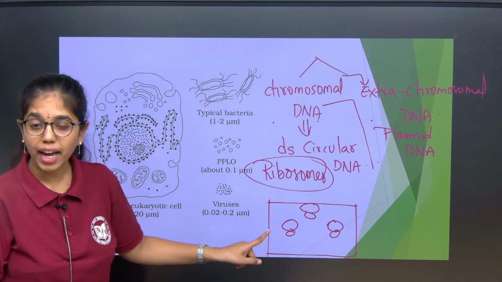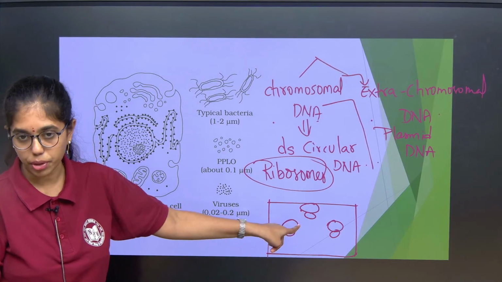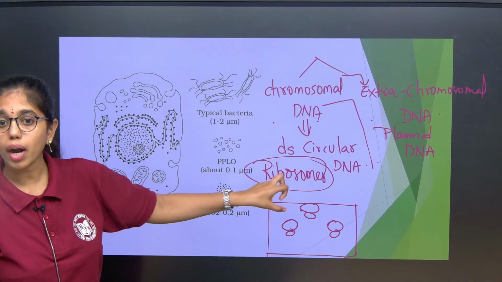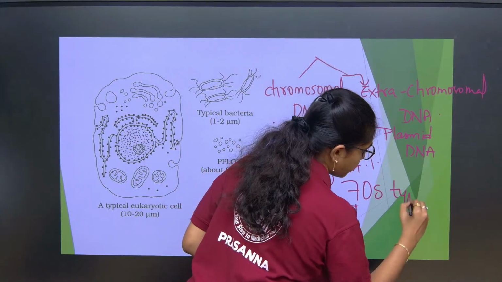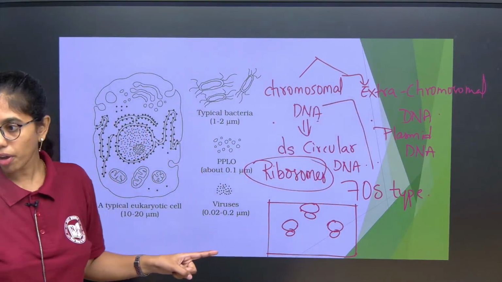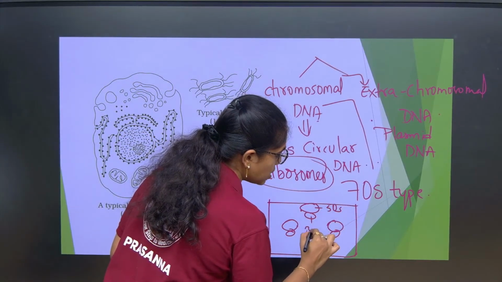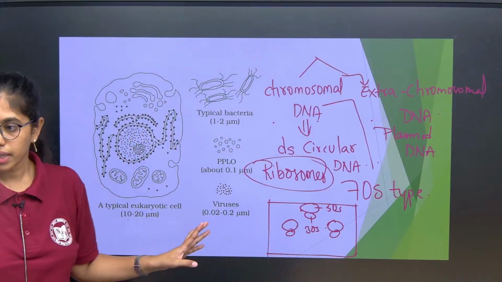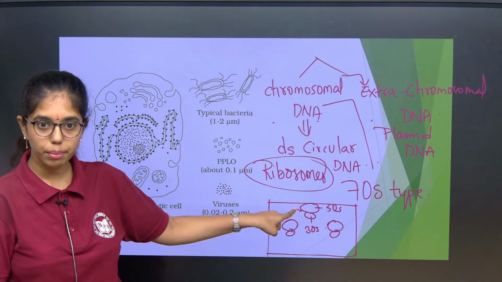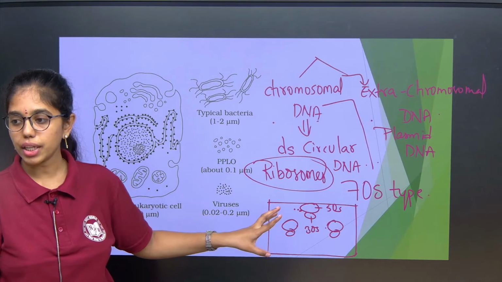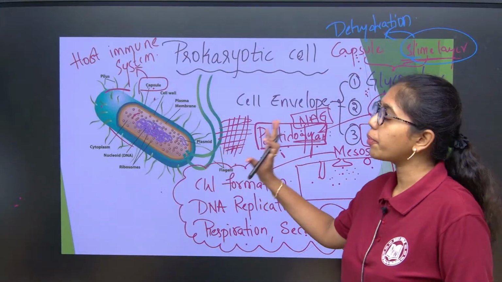Each ribosome will have two subunits. What are they? Large subunit and small subunit. In prokaryotic cells, what type of ribosomes do you see? 70S type of ribosomes. Here the larger subunit is 50S, and the smaller subunit is 30S. Remember that. And where are they present? Attached to the plasma membrane or cell membrane, and a few are freely present in the cytoplasm. This is the complete information about the prokaryotic cell.